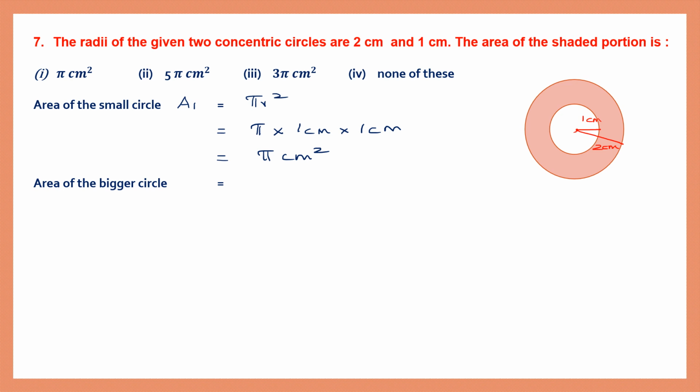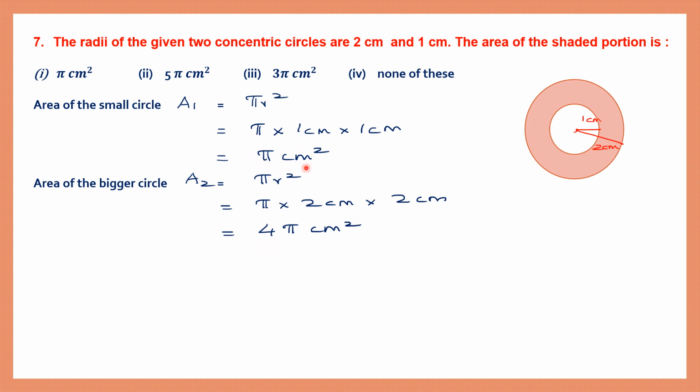Now the area of the bigger circle A2. The formula is also pi r square, and this is pi into r square. R is 2 centimeters here. 2 centimeters into 2 centimeters. So 2 into 2 is 4. So that will be 4 pi centimeter square. So now we have the area of the bigger circle, 4 pi centimeter square.